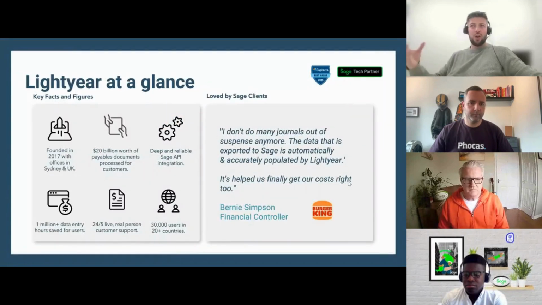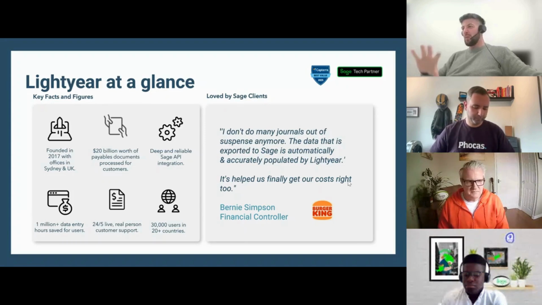So at a glance, who are we? Founded in 2017, offices in Belfast, in case you didn't recognize the Irish accent. And then we also got offices in Sydney, Australia. So we are a global company. We've about 6,500, 7,000 customers globally. And we're enabling a lot of Sage Intacct customers as well. So that's just a little bit about us. Don't really need to dive into that more.